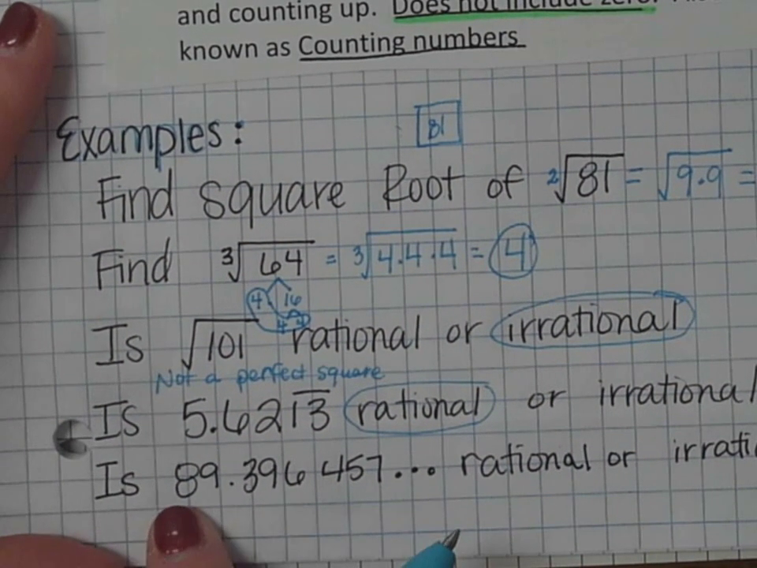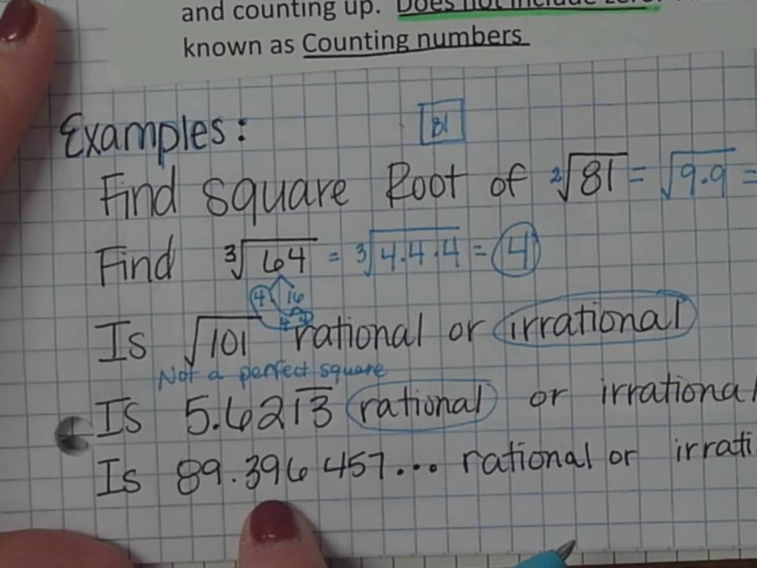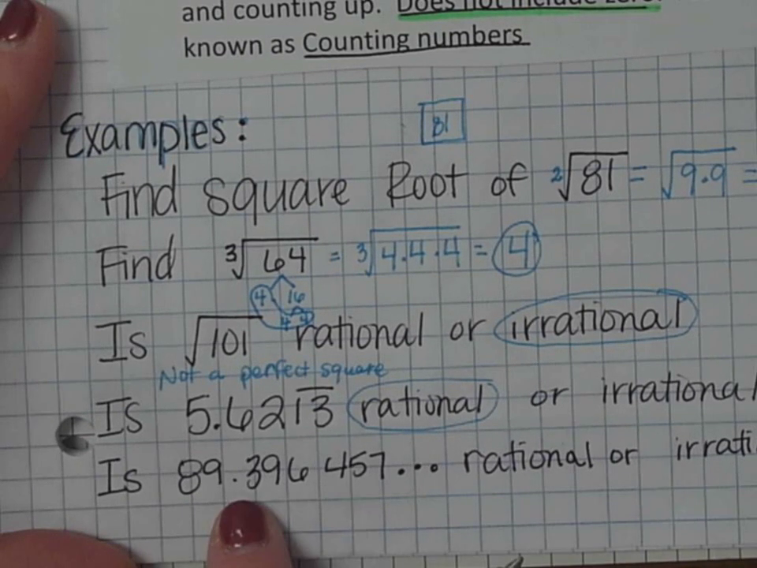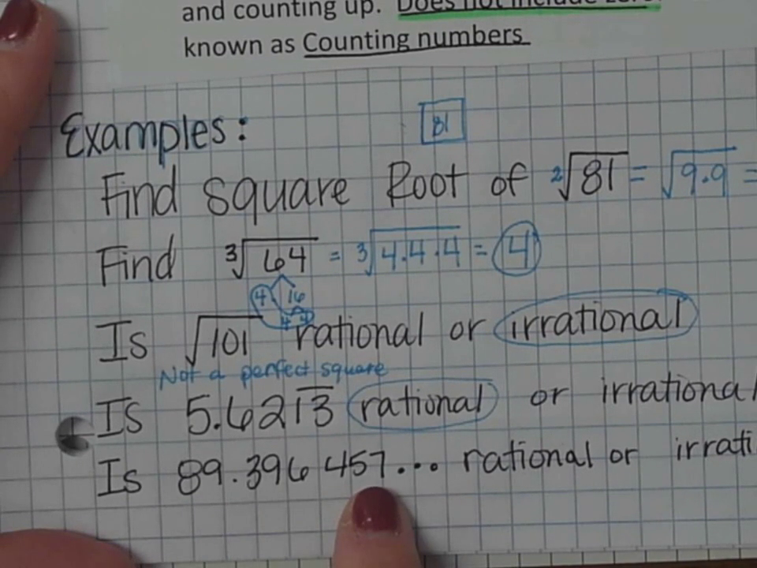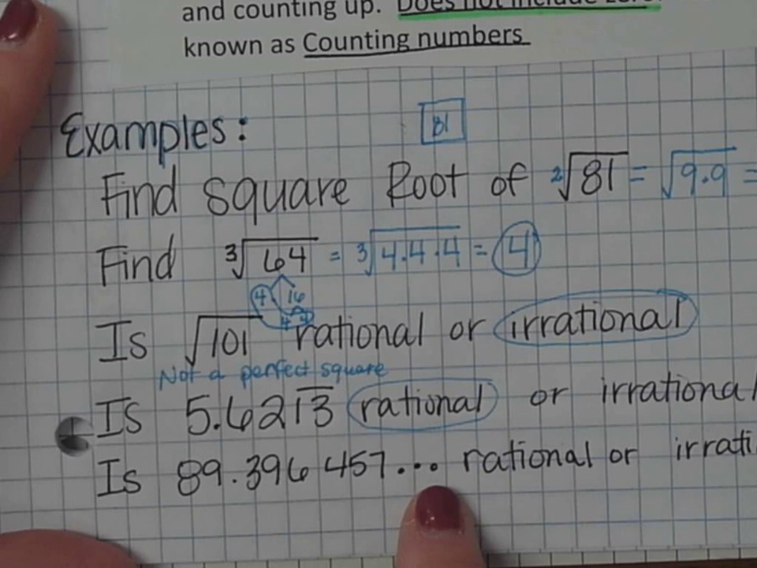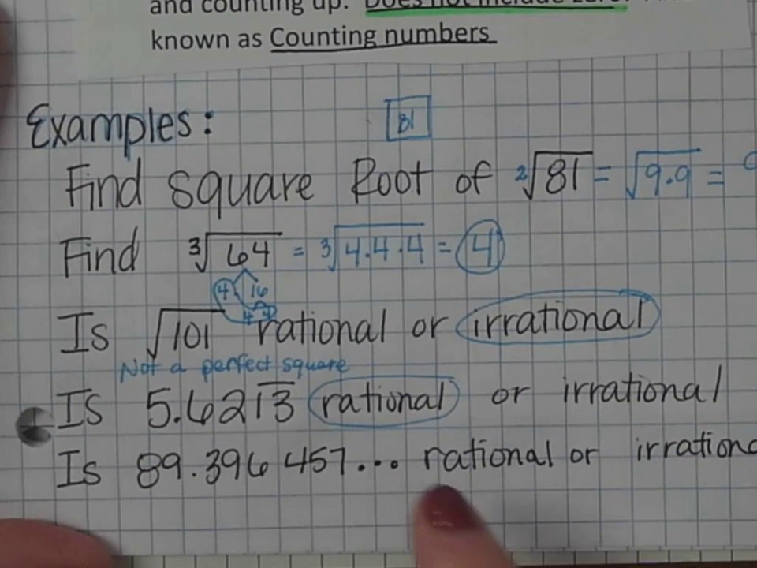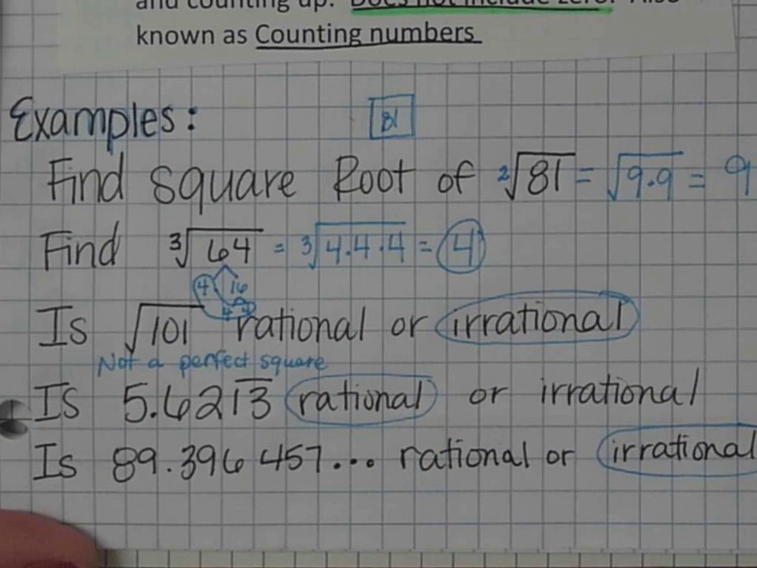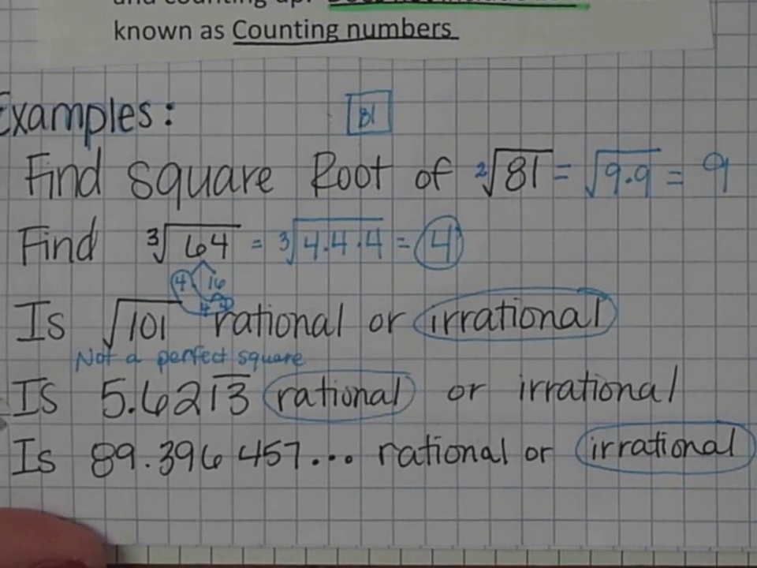Okay, this next one is 89.396457... Rational or irrational? There is no pattern here. We could not find the thousandth decimal. We have no clue what it is. So this one would be irrational, because we could not find the thousandth decimal.